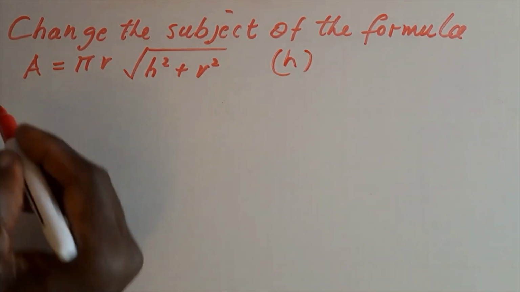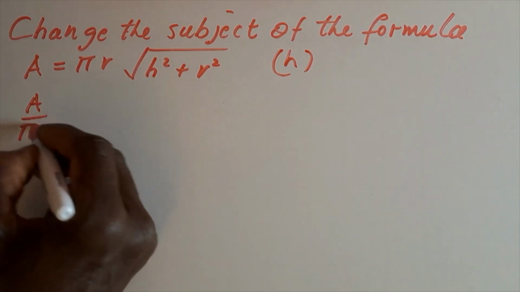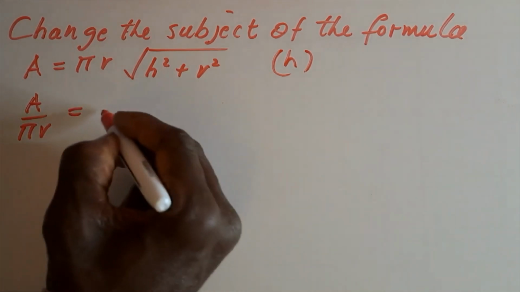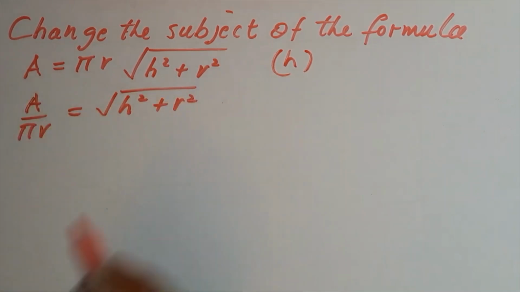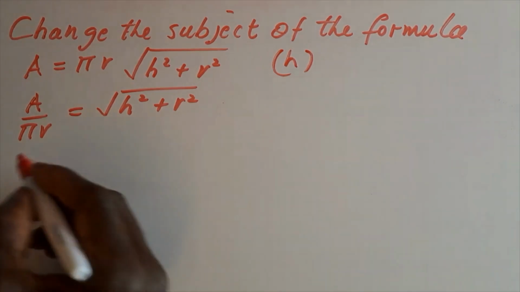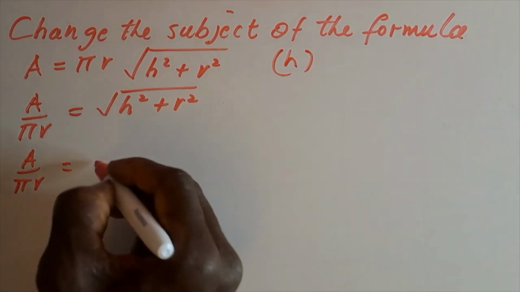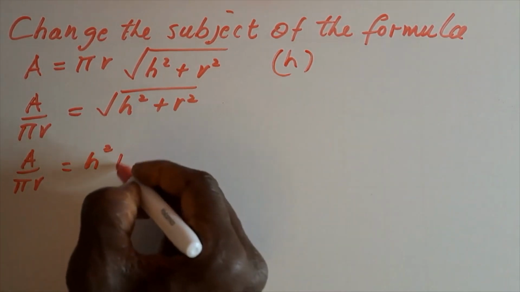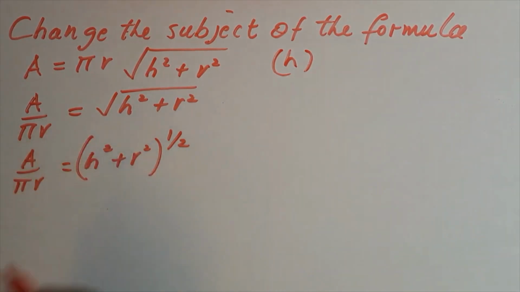What we'll do first is just divide both sides by pi r, and then we'll have A over pi r on its own here, and this is equal to root h squared add r squared. Now, there's another way of writing the right hand side. We have A over pi r, and we'll write it using an index, h squared add r squared to the power of a half. So wherever you see the power of a half, that's the same as the square root.